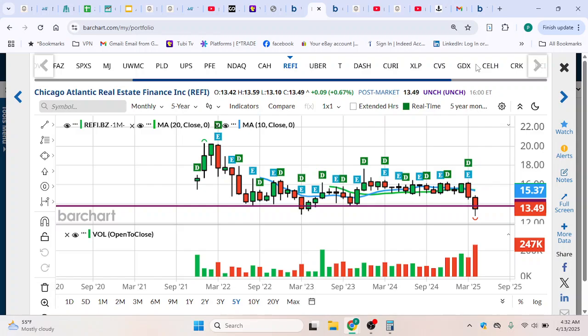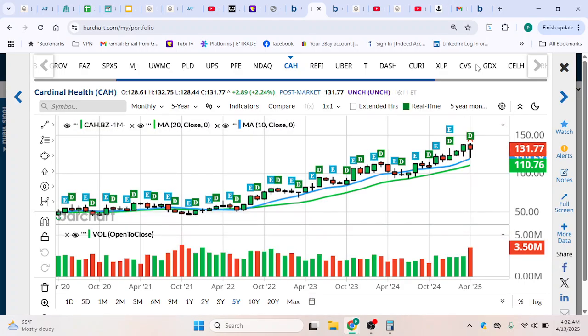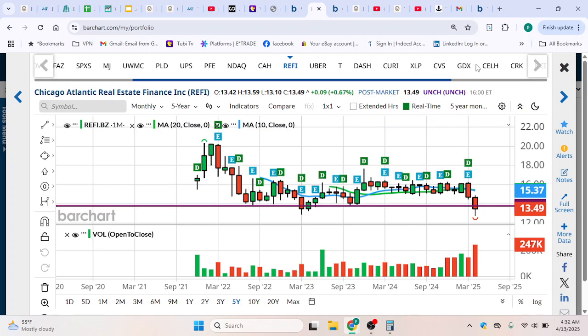Versus refi, which is kind of testing the lows, right? So that would be relative weakness. So this would be a relative strength stock. This would be something that is relatively weak versus the market.